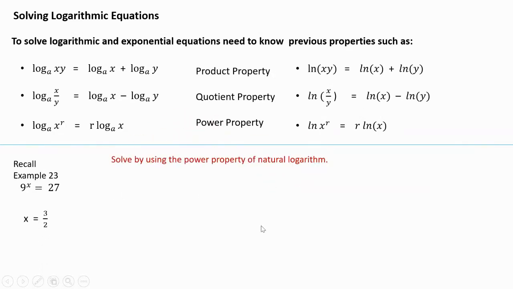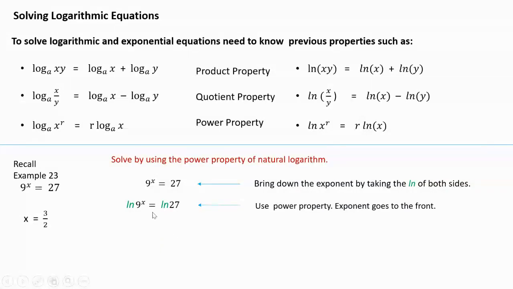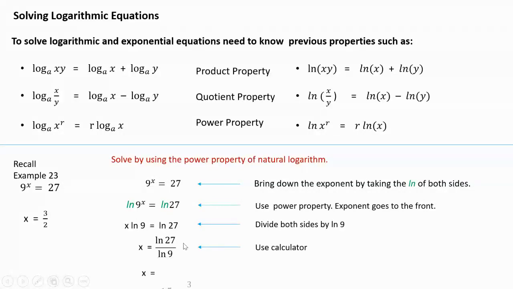We can solve it by using the natural log, or the LN. We're going to take the LN on both sides. We need to bring down the exponent by taking the LN on both sides. What you do to the left, you do to the right. Now by the rule, the exponent goes to the front. Now we divide both sides by the LN of 9. And the answer is going to be 3/2. Okay, guys, so this is my solution.